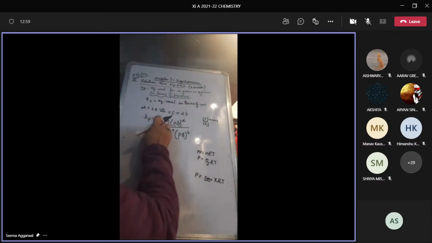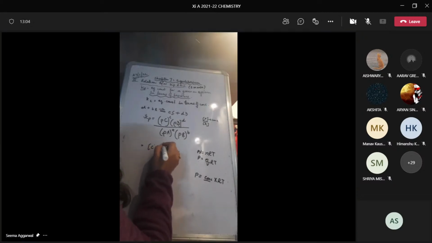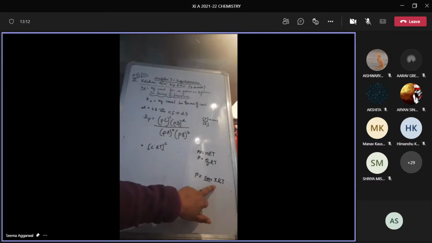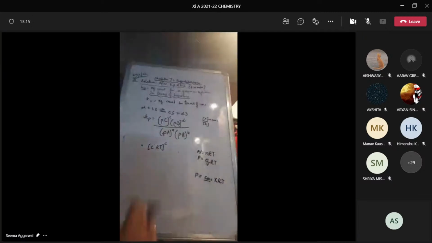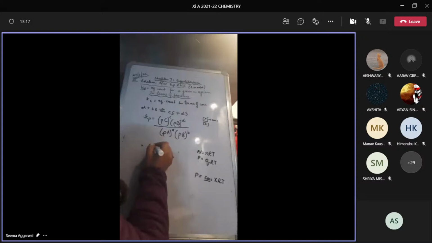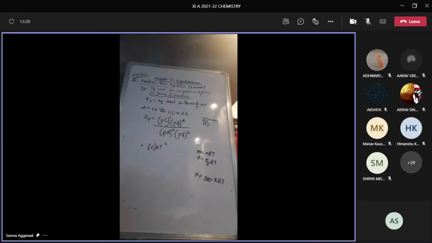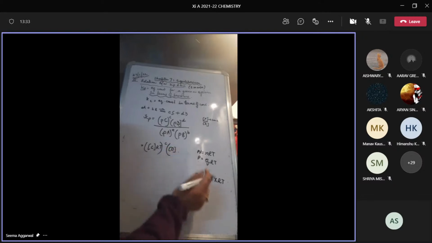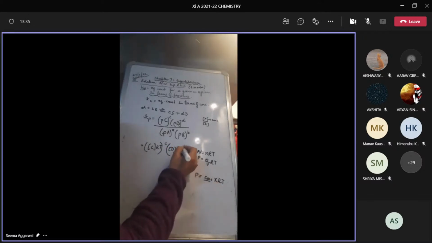Now instead of partial pressure of C, I can write concentration of C into RT, raised to the power c. Can I write like this? Instead of partial pressure, I am writing concentration of C into RT. Instead of partial pressure of C, I can write concentration of C into RT. Partial pressure of D, I can write concentration of D into RT, to the power d.